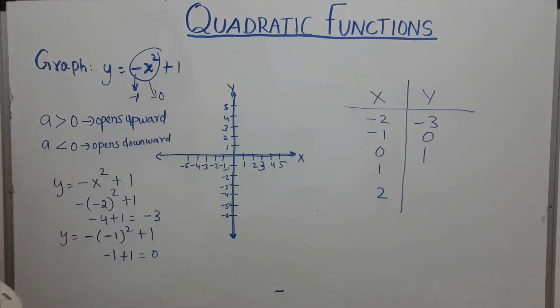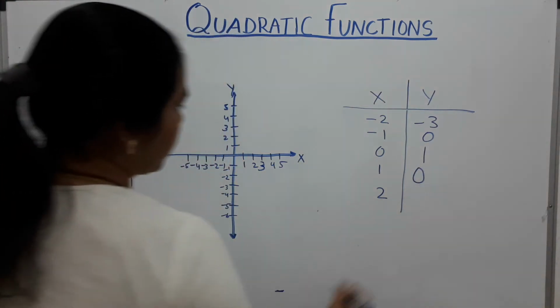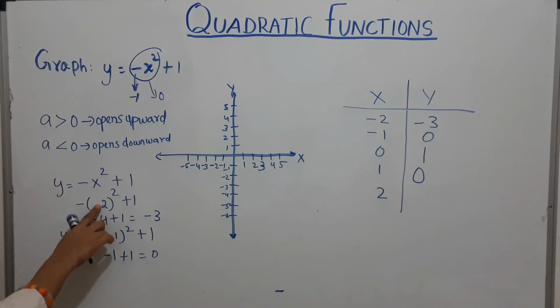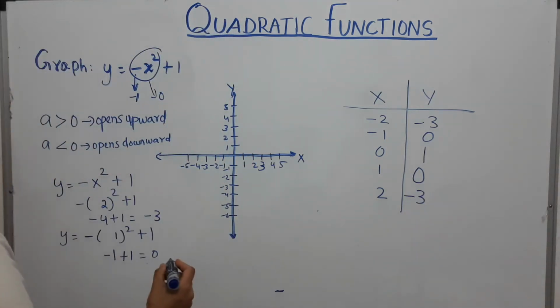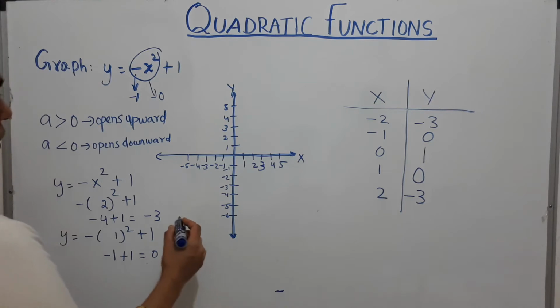And then when you substitute 1 in here, this will be 1 square, so minus of 1 will be minus 1 plus 1, which is equal to 0. And when you substitute 2 in here, again the same thing will happen, because 2 square will be 4 and the minus outside will be attached to it. So minus 4 plus 1, which is equal to negative 3. So the same values will be repeating. For x equal to negative 2, the value of y will be minus 3.